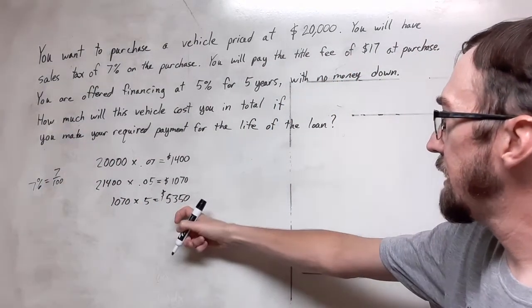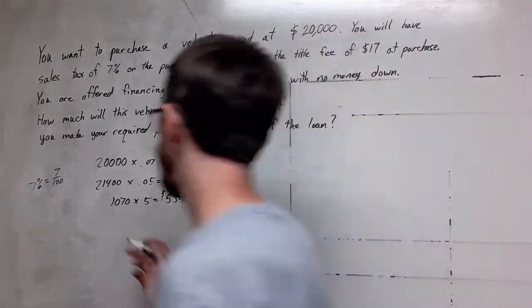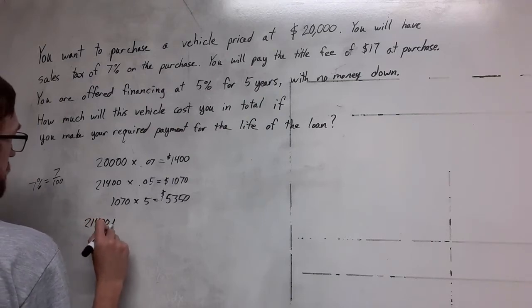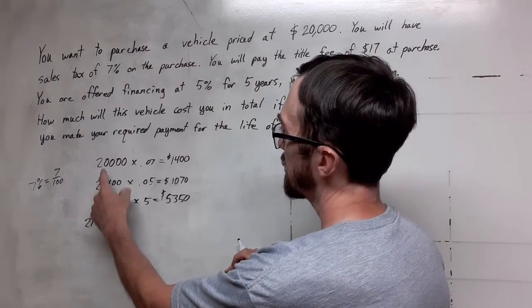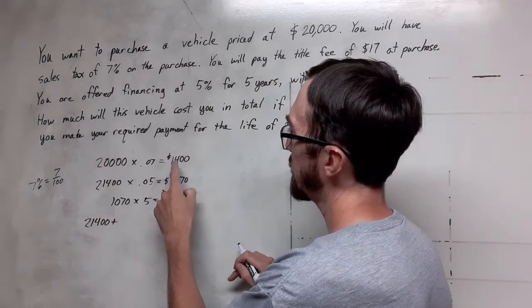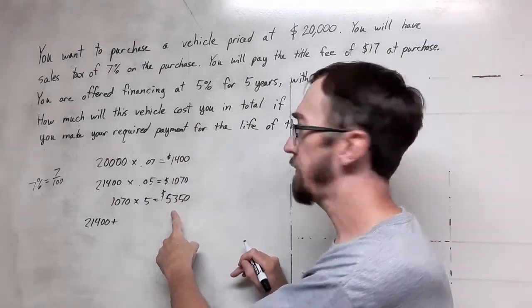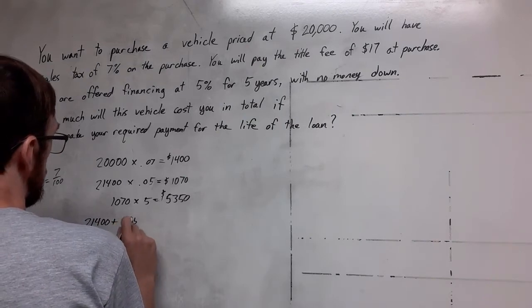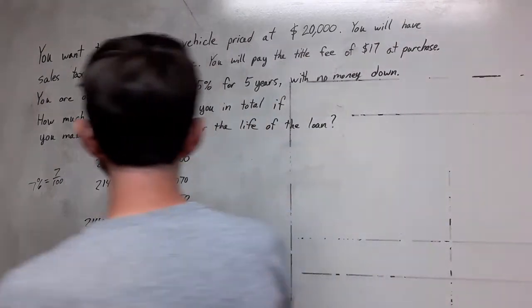This amount of money is going to be added to this, because this is the purchase price of the vehicle, the tax on the vehicle. This is the cost of the loan over the 5 years. And then we also have to add our title fee of $17.